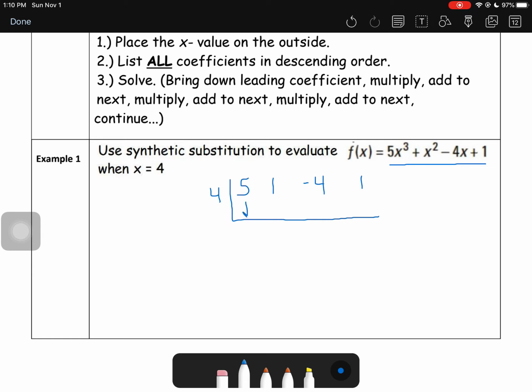So first we bring down our leading coefficient, which is 5. We multiply 4 times 5 to get 20. Then we add the two together. Then we take 4 times 21, which gives us 84, and we add. We multiply the two together, got 84, then we add. Then we multiply 4 times 80, which is 320. Then we add, and our final answer will be 321, and you would get the exact same thing if you were to substitute 4 into the polynomial and solve that way.